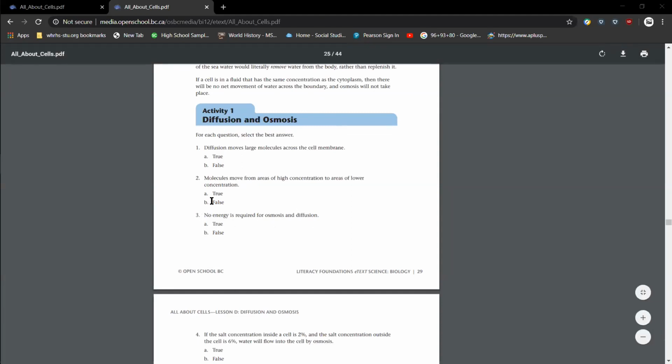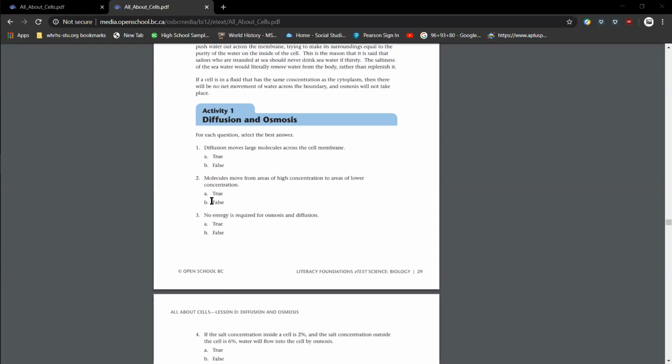Okay, so the answer here was true. Molecules will move from an area of higher concentration to an area of lower concentration. That's just what diffusion is. Number 3: no energy is required for osmosis and diffusion.